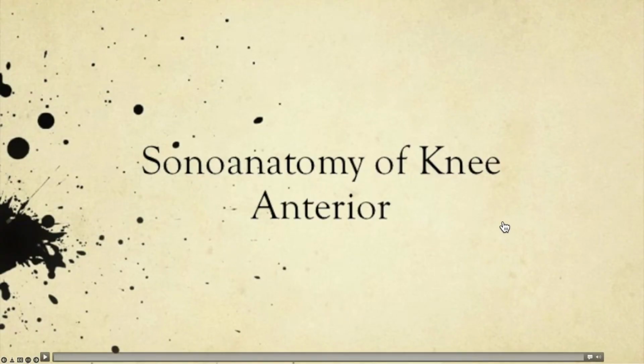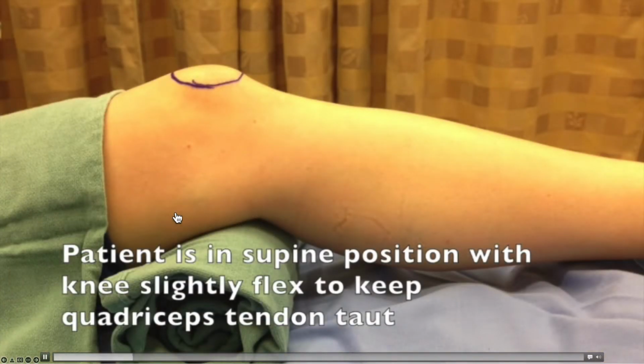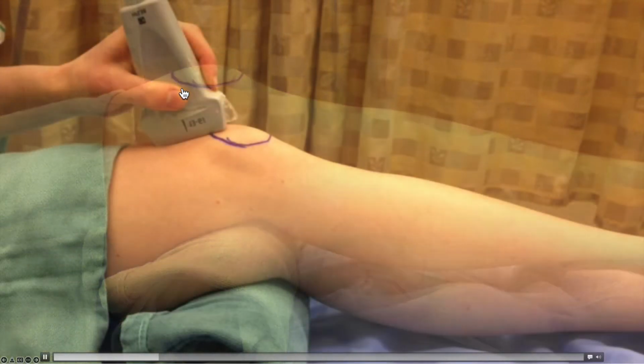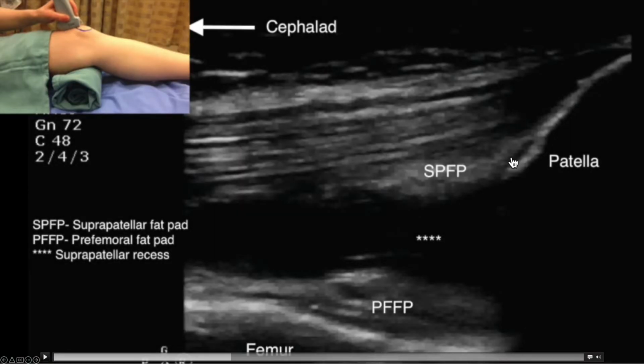Okay, I'm going to show you the zonal anatomy scanning in real time. One of the important things is to put the knee slightly bent with a pillow or something to support it, so that you tense up the quadriceps tendon. And you put the ultrasound probe in the long axis just over the patella, and you will see this classical picture: patella, the quadriceps tendon, suprapatellar fat pad, prefemoral fat pad, and there's a recess there.